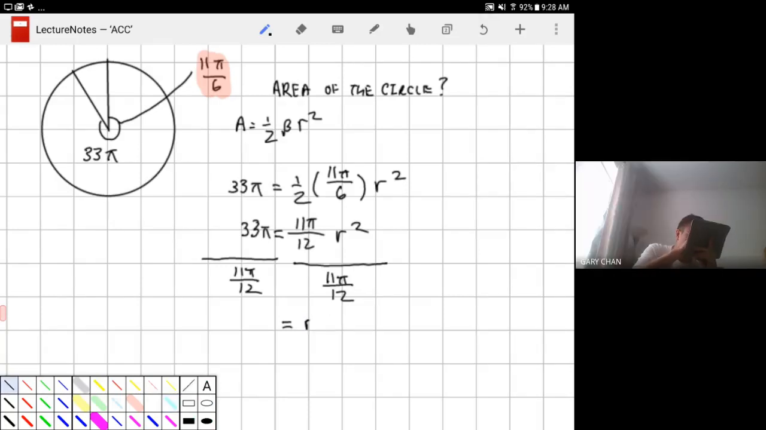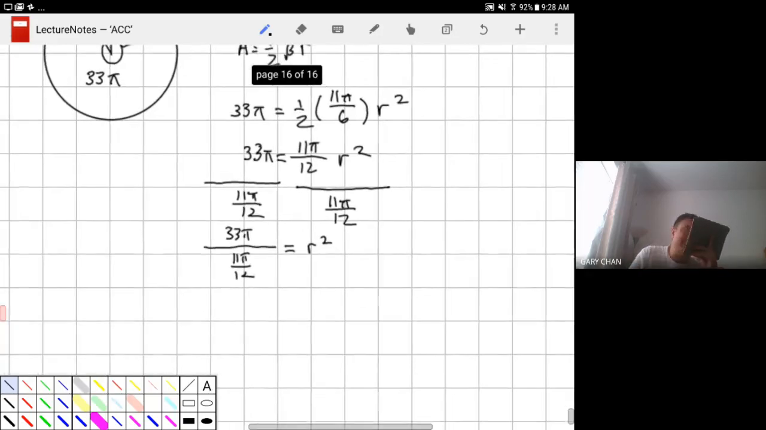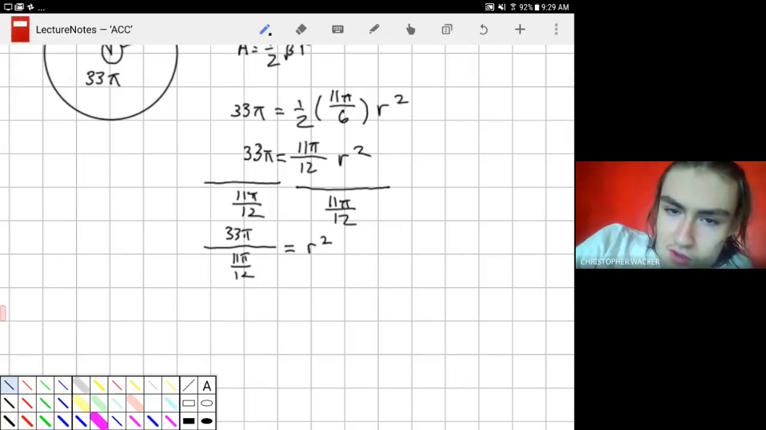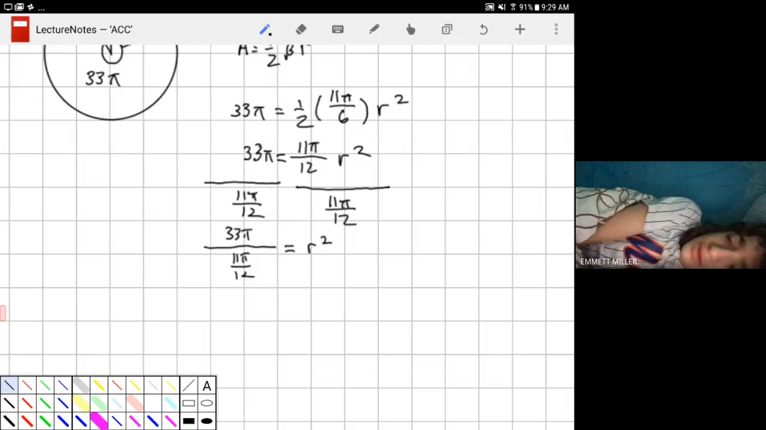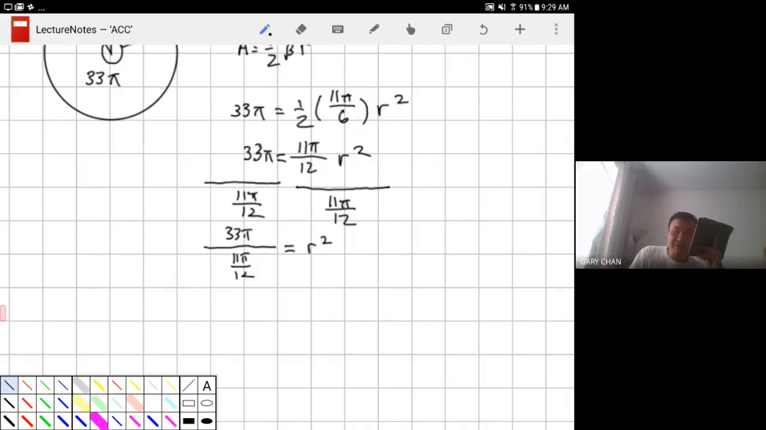And you're looking at me like I'm crazy because we have this 33 pi and 11 pi over 12 here on the right-hand side, and it looks really disgusting. And I agree with you, it does look disgusting. But you know what? How do we divide fractions again? By multiplying. You multiply by what? The reciprocal. The inverse of the second fraction. The reciprocal of the top or the bottom part? The bottom part.